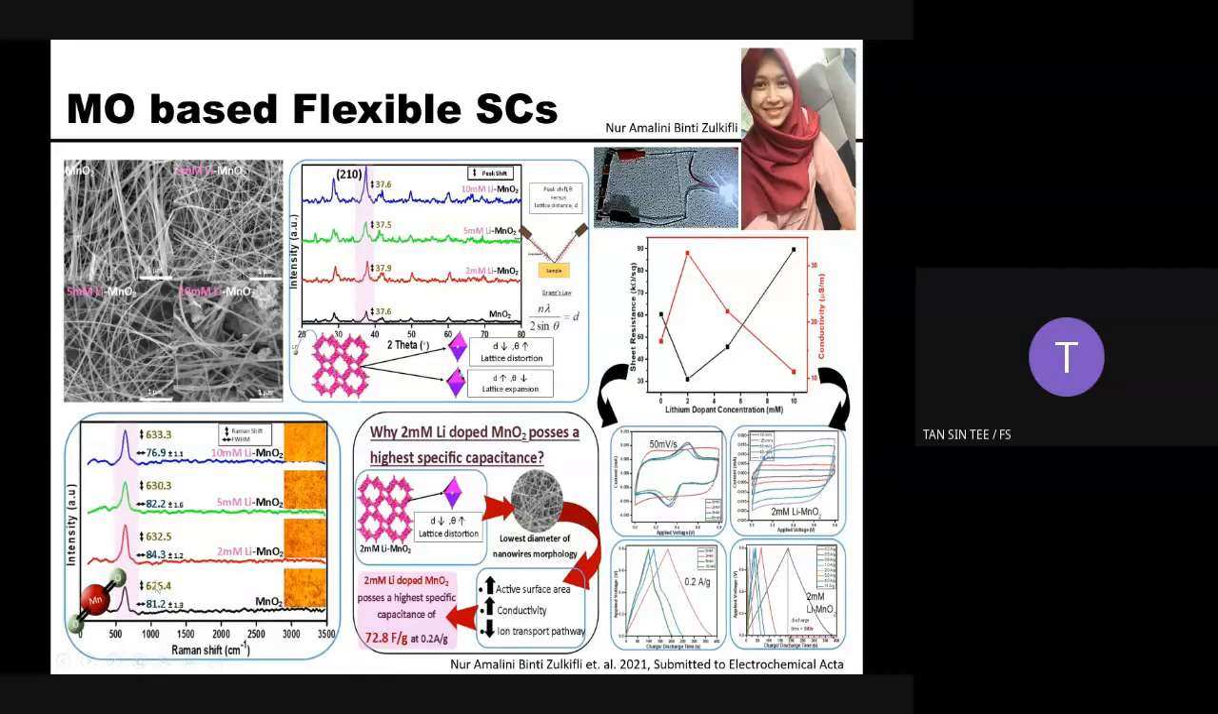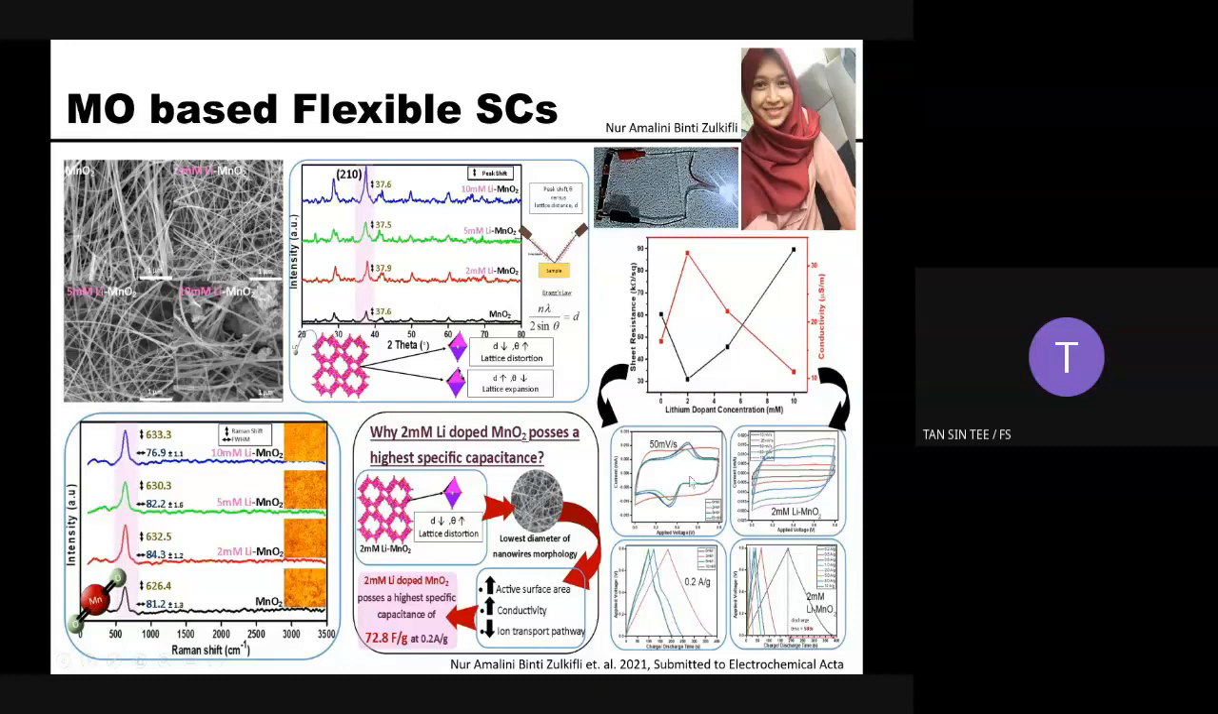So it was observed that after doping with 2 millimolar, the optimum dopant amount, the FWHM and also the Raman shift moved to a larger angle. This means the Mn-O bond length becomes shorter, the material becomes more crystalline, and the tunnels between them increase.